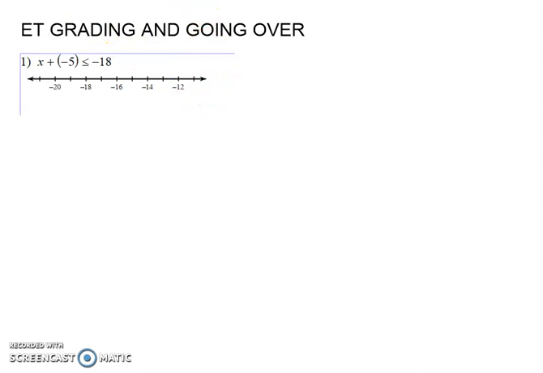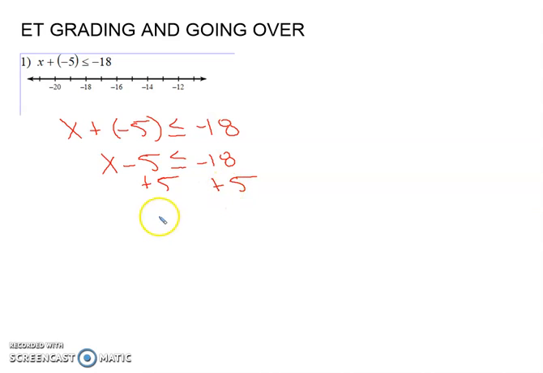Number 1. X plus parentheses -5 is less than or equal to -18. This is a plus a negative, which I can rewrite as x minus 5 is less than or equal to -18. Get rid of the 5 by adding it. X is less than or equal to -13. It's a closed circle because of the line. So I go to -13. I draw a closed circle.